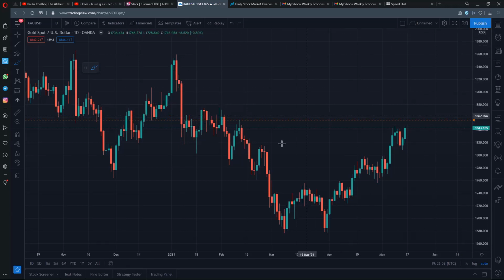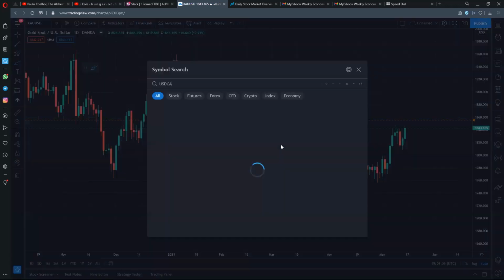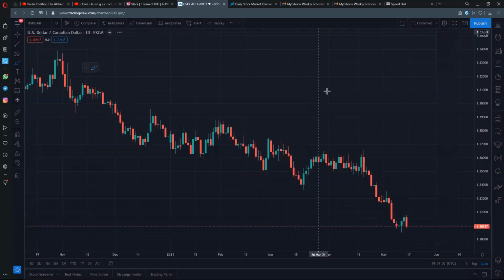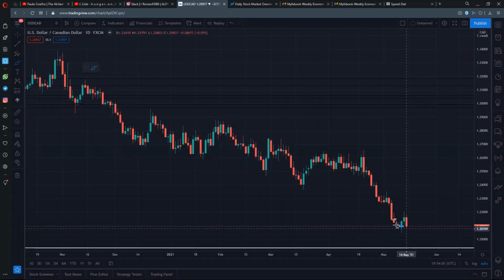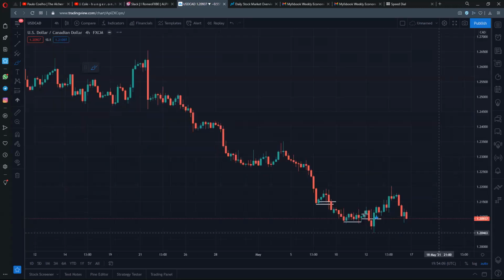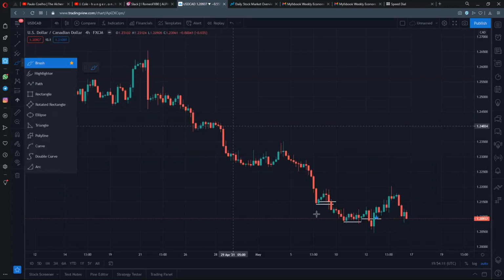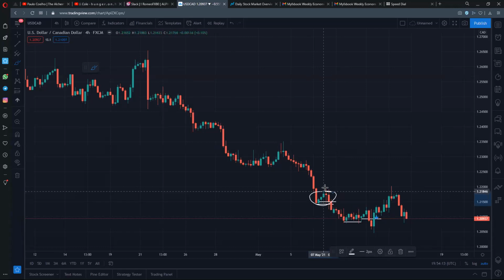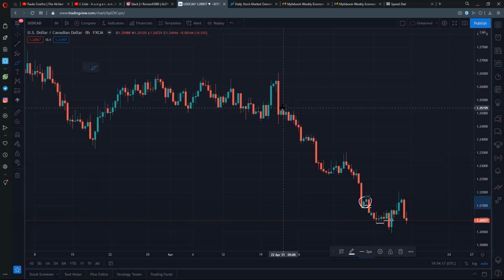Is there any other pair? USD CAD. USD CAD is still dropping. We mapped out this area, I think, on Monday. This was an area on the 8 hour. Yeah, there's a zone on the 8 hour. Price reacted to it perfectly. We had mapped this, I think, on Tuesday or Wednesday.